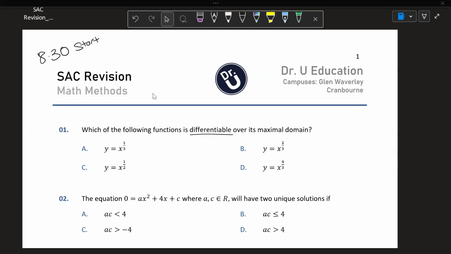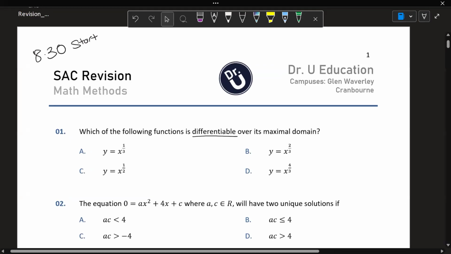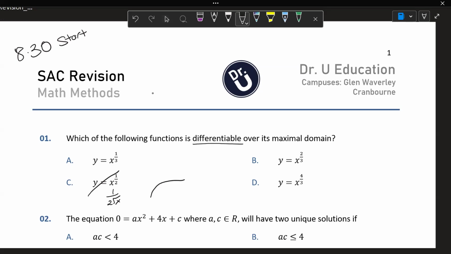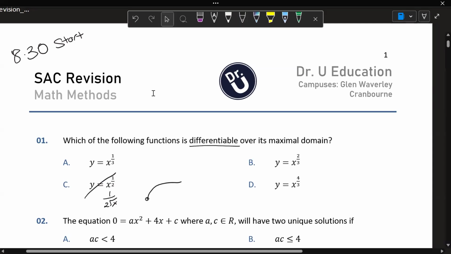Okay, so we'll start with question one. Which of the following functions is differentiable? The way you can do this is you can just graph all the functions and look at the point x equals 0. So you'll see that immediately you can cross out y equals x to the power half because that's just this graph. And when you differentiate this, it's 1 over 2 root x. And when x equals 0, the gradient is infinity, and that's undefined. So C can be rejected straight up.